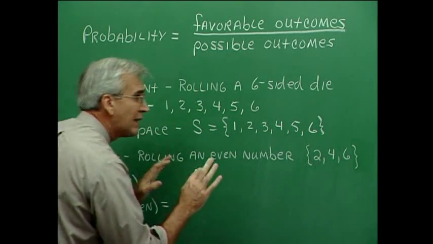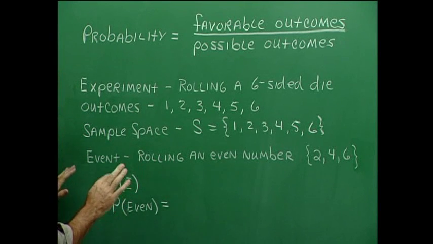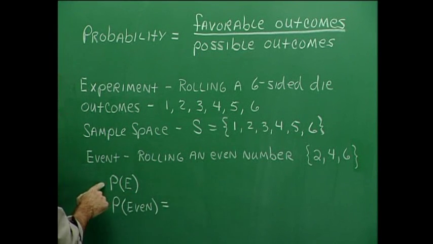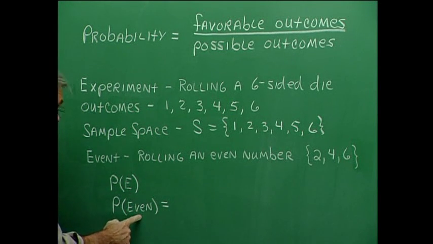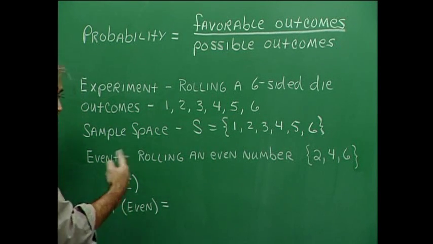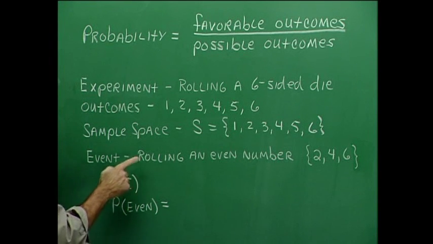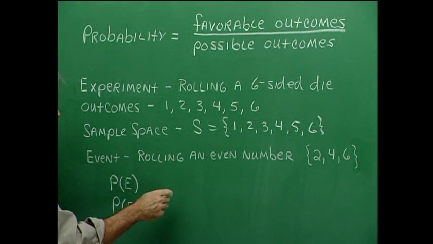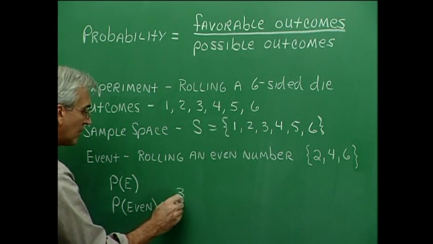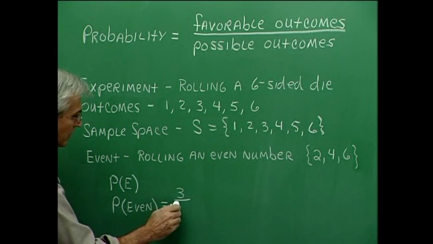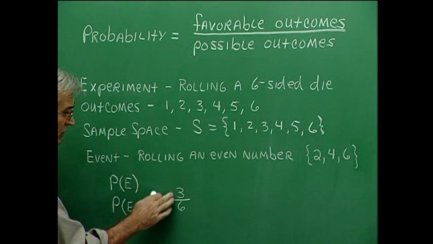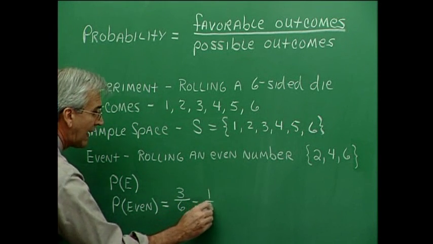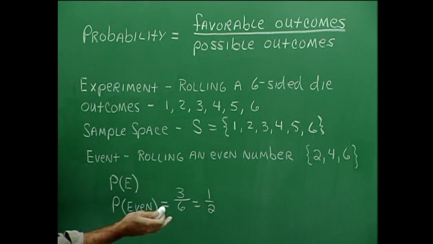So then we can get into the idea of writing a probability. It's the probability of some event. Now, the probability of an even number means, let's see, what are the favorable outcomes? Well, we listed those in set form over here. There were 3 of them. And the possible outcomes, well, there are 6 possible outcomes. That's the number of items in the sample space. So 3 over 6, or 1/2, or 0.5.